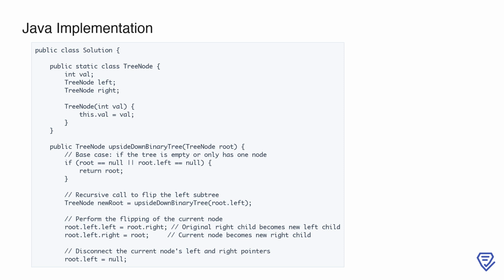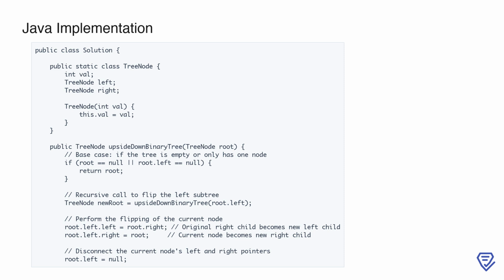If the root is null or if it does not have a left child, we simply return the root as it is already in the desired form. Next, we make a recursive call to process the left subtree. This recursive process helps us traverse all the way down to the leftmost node, which will eventually become the new root of the flip tree.